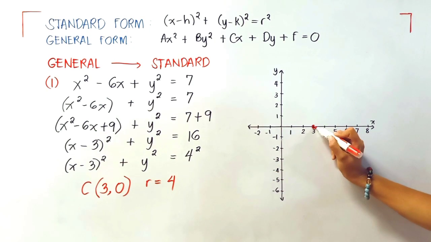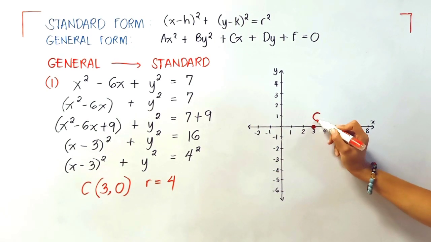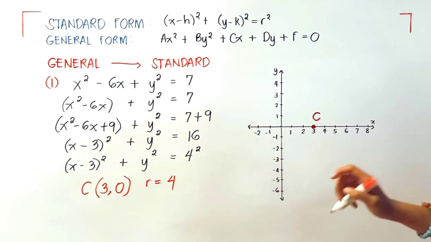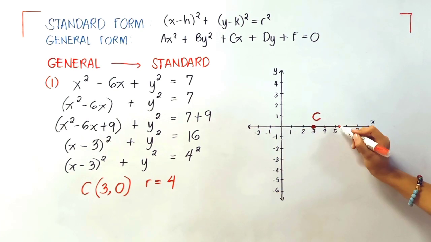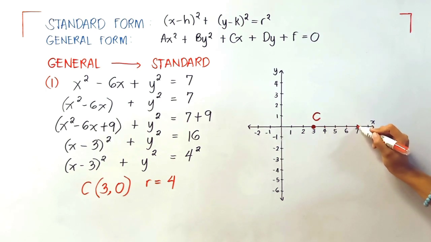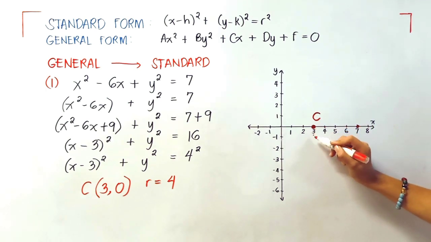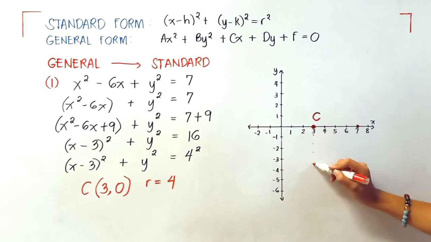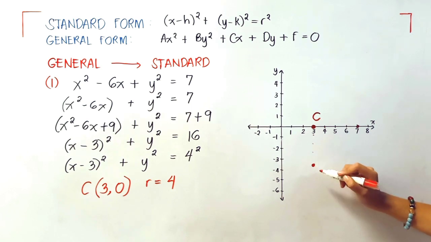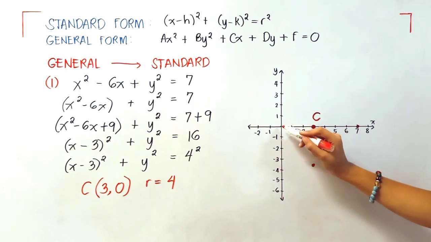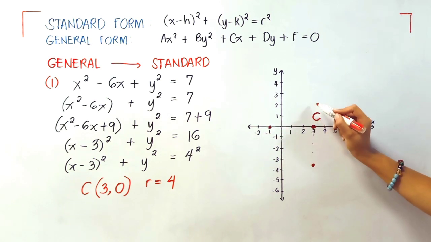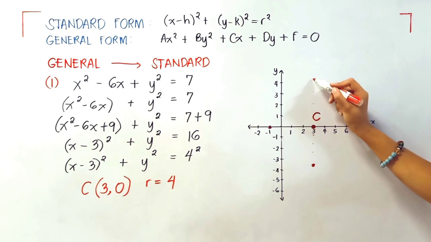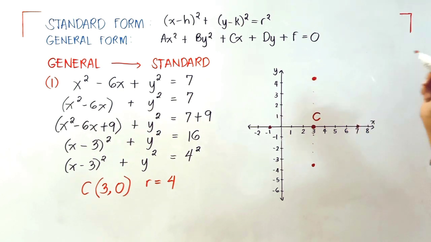Now let us plot the center here. That's 3, 0. And since the radius is 4, we have to count 4 units from all sides. 1, 2, 3, 4, that's 7, 0. Then 1, 2, 3, 4, that's 3, negative 4. And then 1, 2, 3, 4, that's negative 1, 0. And 1, 2, 3, 4, that's 3, positive 4.